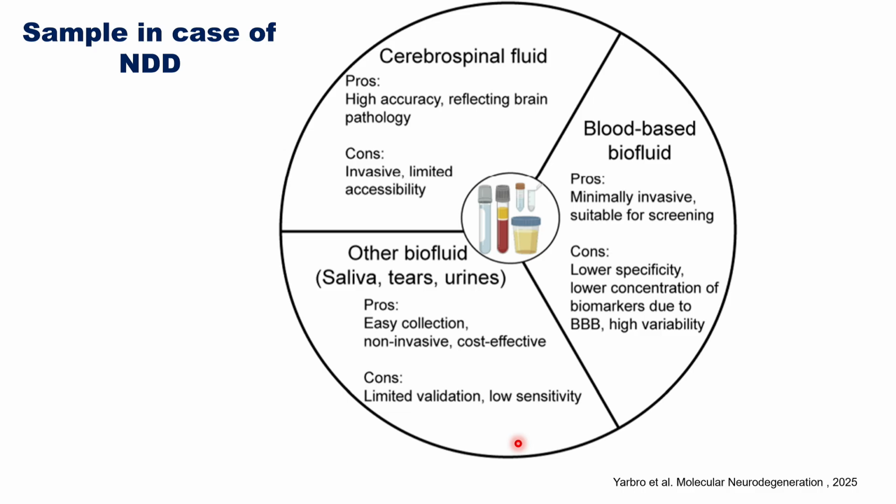The second easiest thing is blood, like plasma or serum. It gives us the information, but it does not exactly reflect the brain pathology, but everything has its pros and cons, so it's less invasive than the CSF. Then the easy ones, the saliva, tears, urine, okay, everything is happening, so maybe something correlates with the saliva, tears, urine.